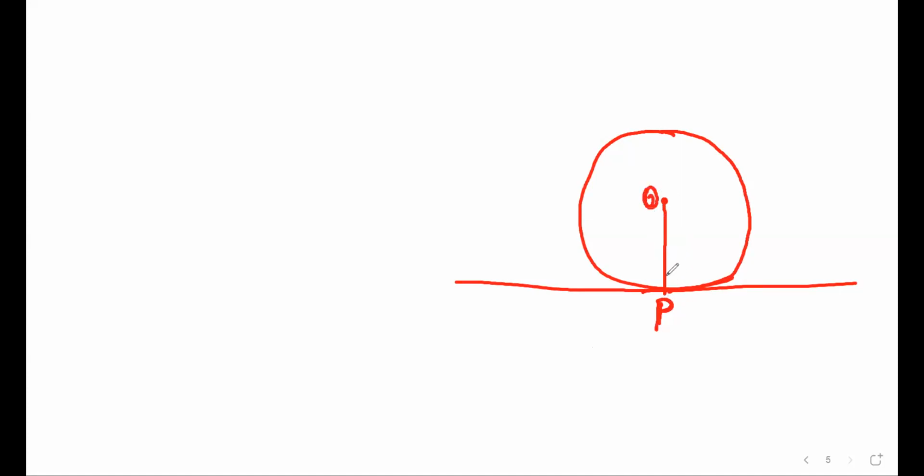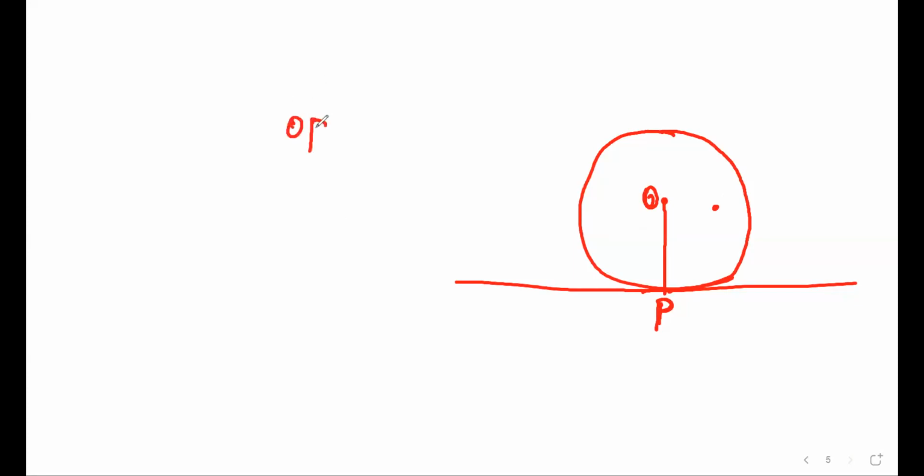We have to show that when we are dropping a perpendicular, that perpendicular must be passing through the center of the circle, not from anywhere else. If you drop a perpendicular on the tangent, that perpendicular will meet the center of the circle only, not any point on the circle, or in the interior or the exterior part of the circle. It will not be a random point. You will get the perpendicular only when you are dropping it from the center. That's what we have to prove here.